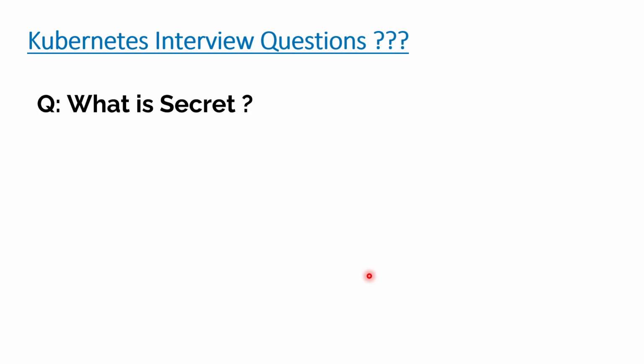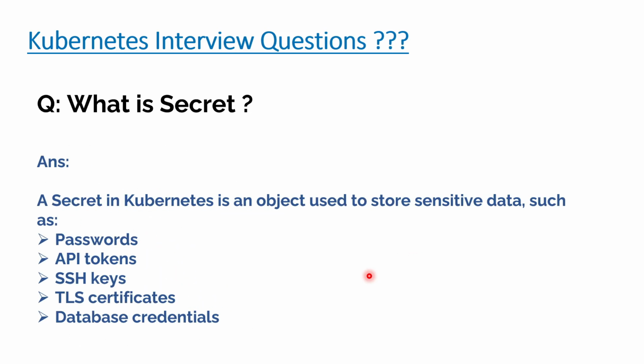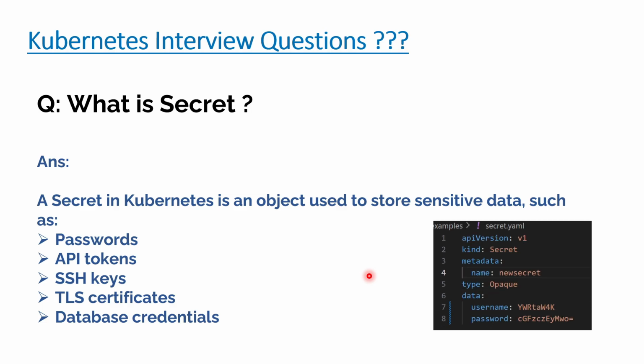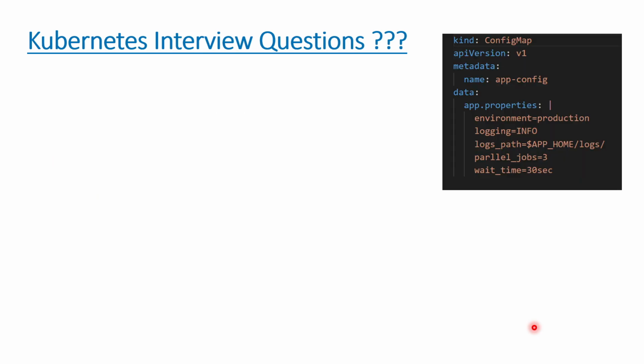Next question: what is a Secret? Very simple. A Secret in Kubernetes is an object used to store sensitive data such as passwords, API tokens, SSH keys, TLS certificates, and database credentials. This is a small snippet of the Secret kind. So you simply do kind Secret, type Opaque. You can store username and password in this base64 encoded format.